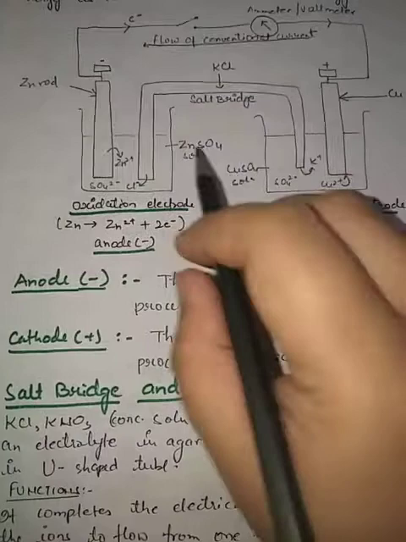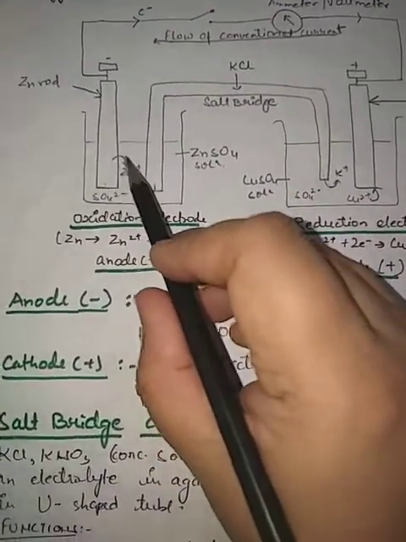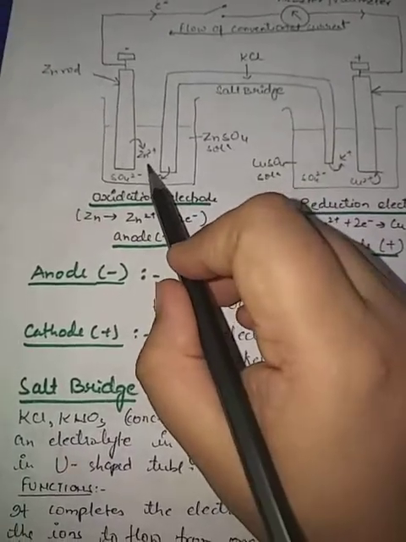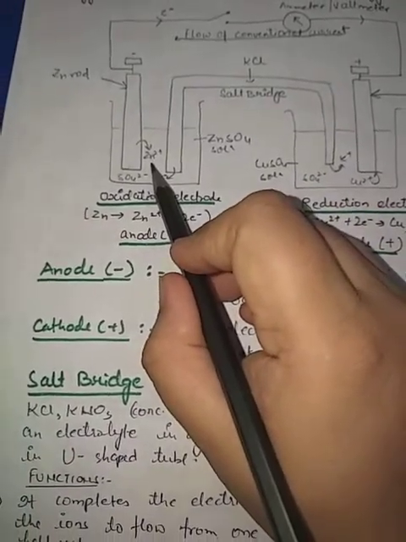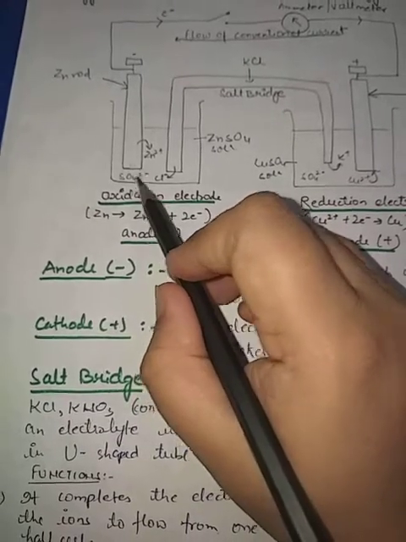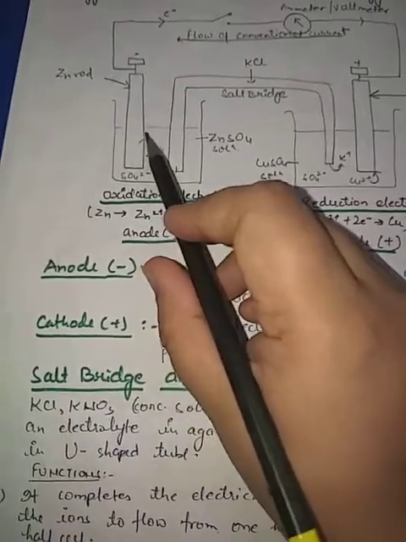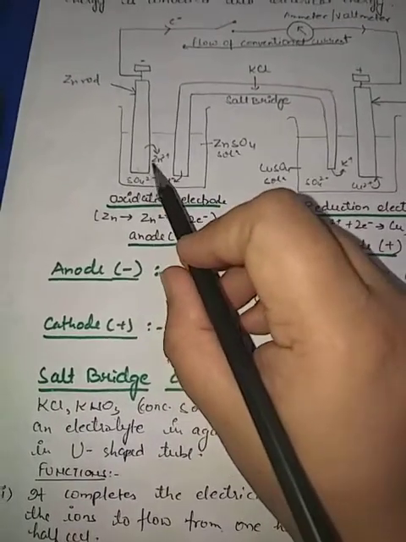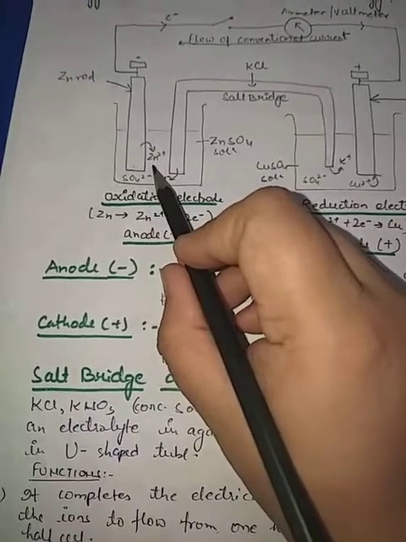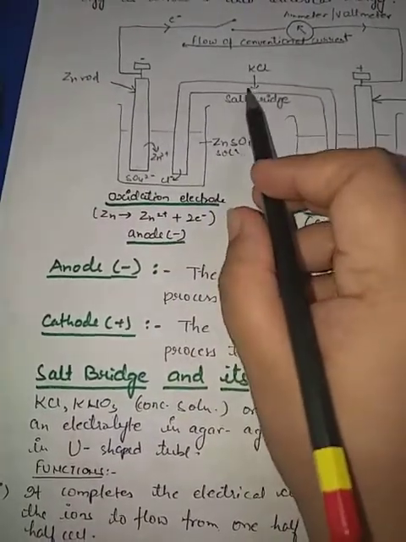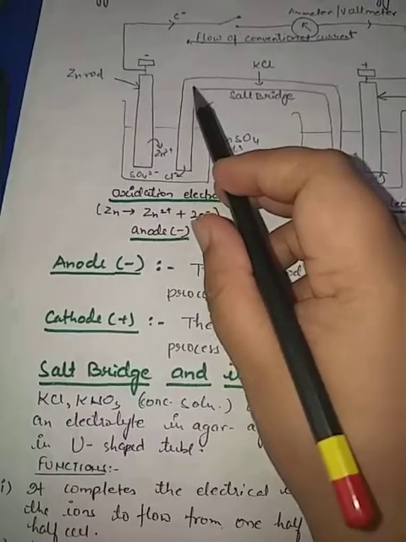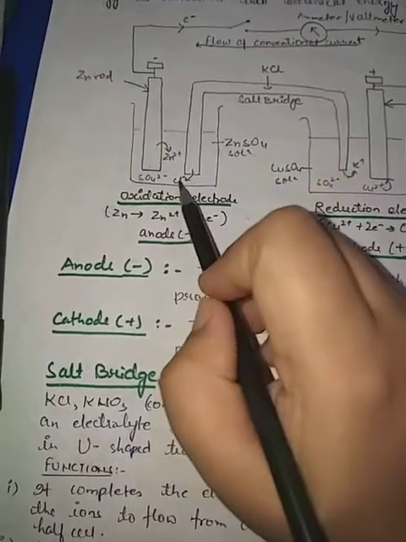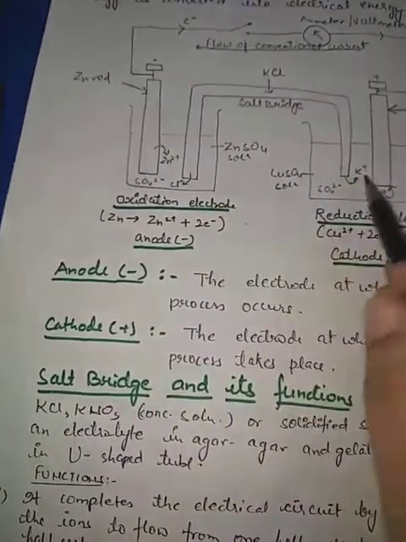Actually, see, if zinc metal comes here into the solution, then what will happen? The zinc ions will be more in number as compared to the sulfate ions, and since zinc ions will be more, they will accumulate here near the electrode, and they will stop the further reaction. So to neutralize this excess of zinc ions, KCl, which is present inside this U-shaped tube, comes here to neutralize the excess zinc ions.